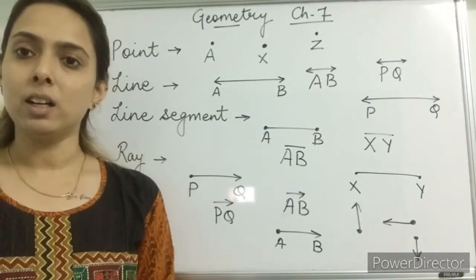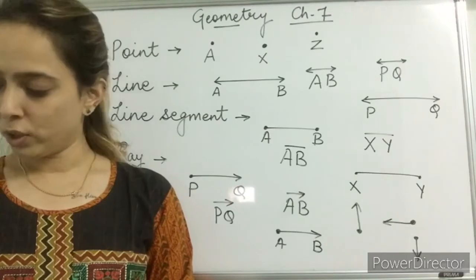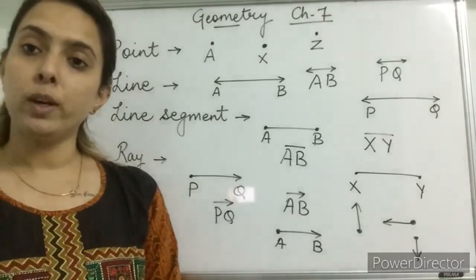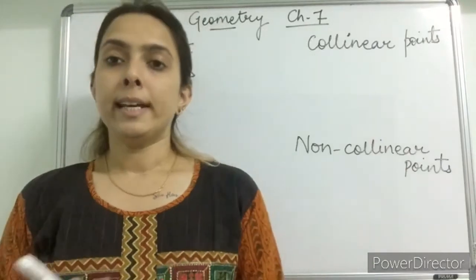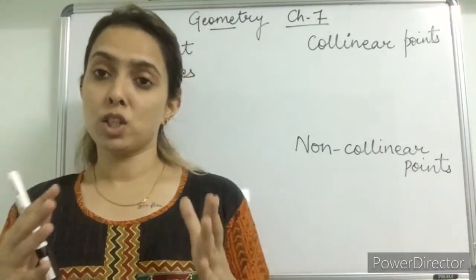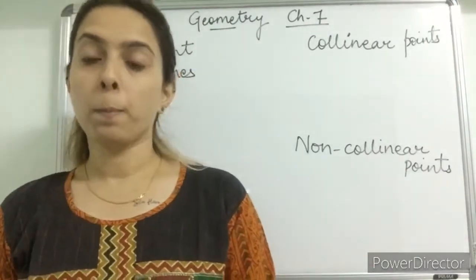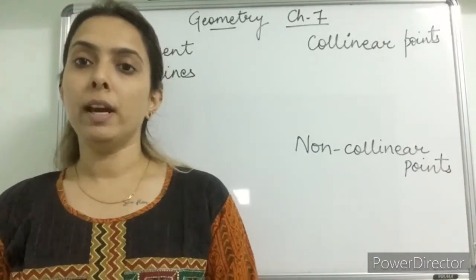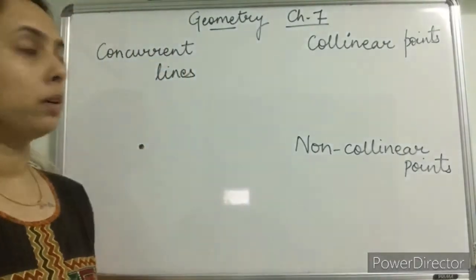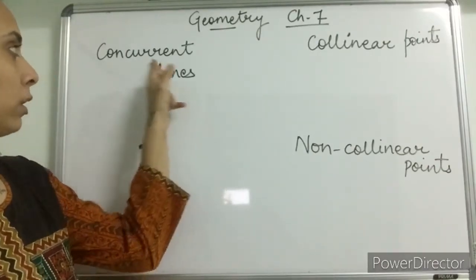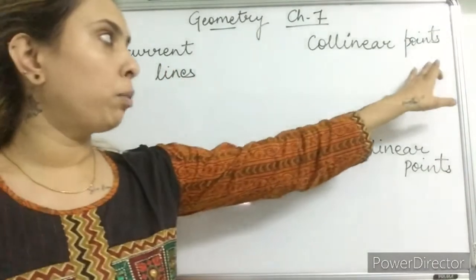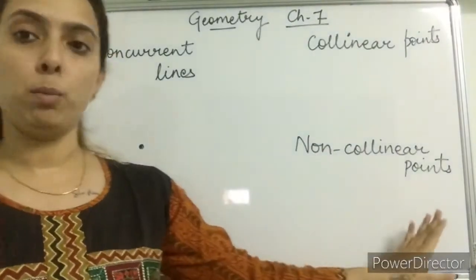So let's start the next topic, which is relationship between points and lines. So students, I have written three points on the board. First is concurrent lines, second is collinear points, third is non-collinear points.